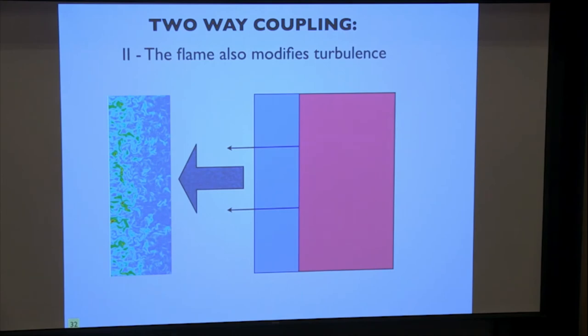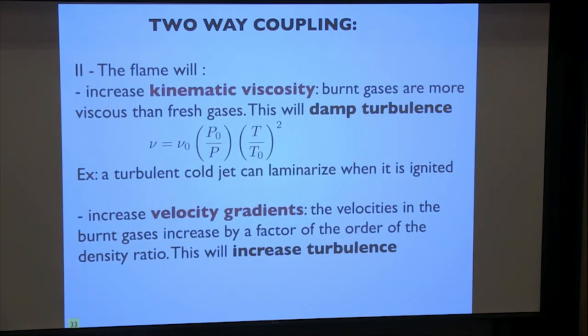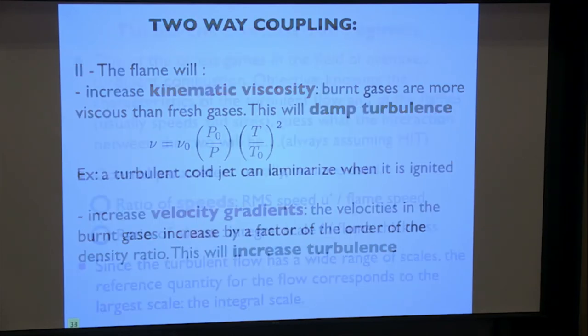So the turbulence is modified also by the flame. So it's a two-way interaction problem. But it's true also that at the same time, the flame will increase the velocity gradients because it will accelerate the gases. So you see, you increase the viscosity, but you increase the velocity. Which one is going to win? In general, the viscosity wins. So you will actually decrease turbulence.